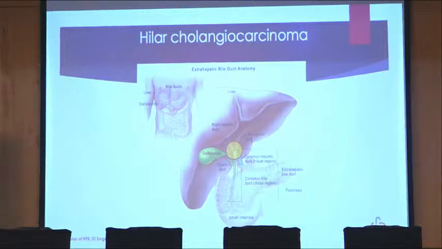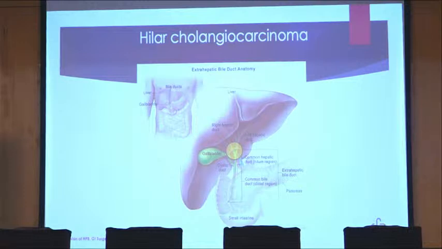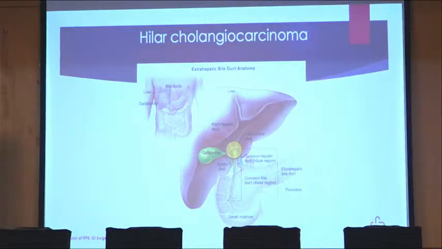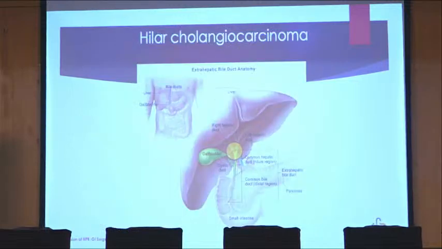Hilar cholangiocarcinoma, how is it different and why is it so important? These are very small tumors, but they are just at the gateway to the liver, located at the hilum. So even though they are small, they can easily infiltrate the main blood vessels, the portal vein and the hepatic artery as well, and very easily become unresectable. So this 34-year-old was diagnosed with this hilar cholangiocarcinoma. He has obstructive jaundice with a bilirubin of 10.